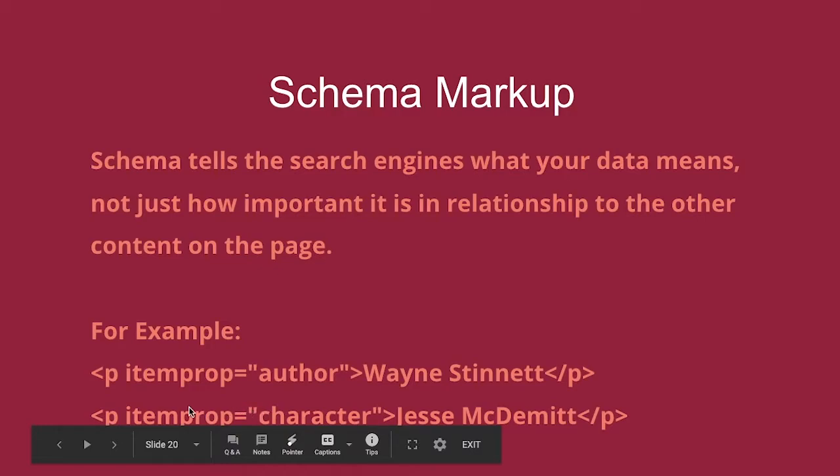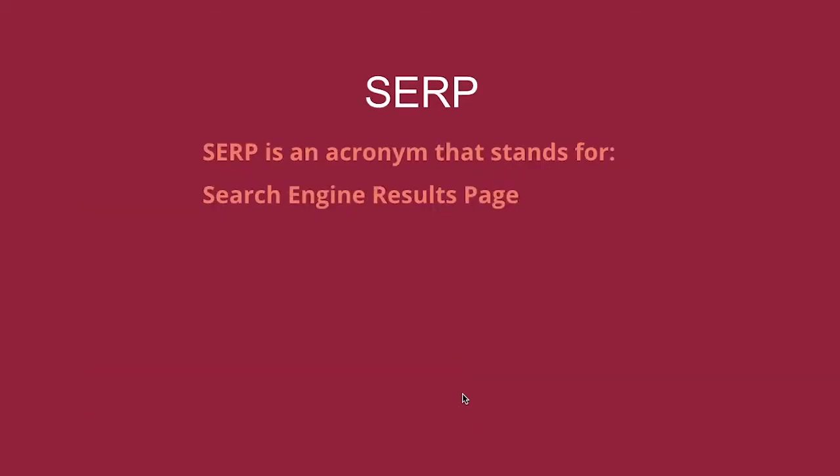Another example is character. Jesse McDermott is one of his main characters in his book. So we can say this information is a character, so search engines can understand the data that they're actually reading. Pretty neat stuff. Okay. SERP, last acronym of the SEO terms.